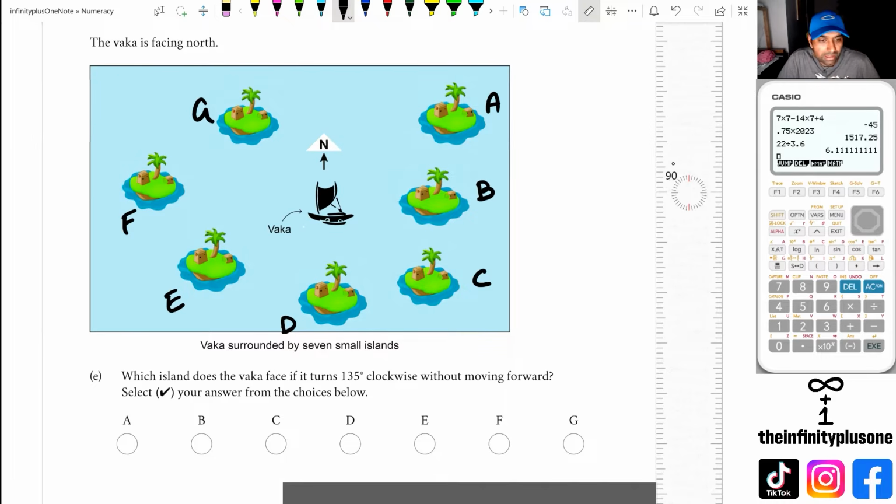There we go. And if it turns 135 degrees clockwise without moving forward. Waka is facing north at the moment, and we want to turn it 135 clockwise. So if we start from north, 135 is this way here, because that's going to be 90, and then if you go all the way around, 135 is about 45. That 45 plus 90 is your 135. So you can see that it's pointing towards island C.